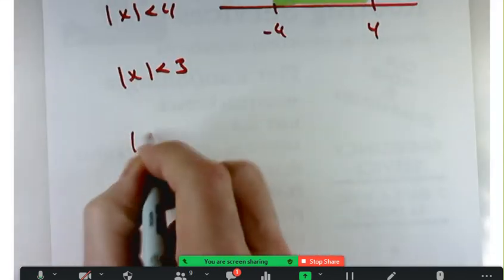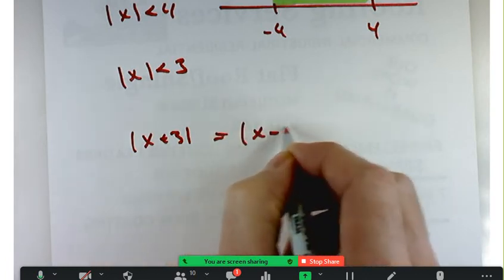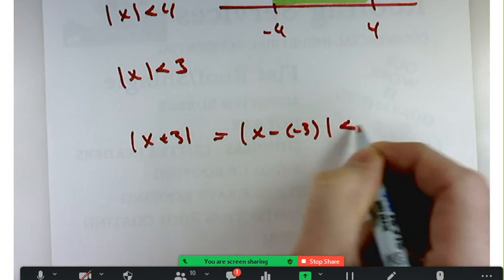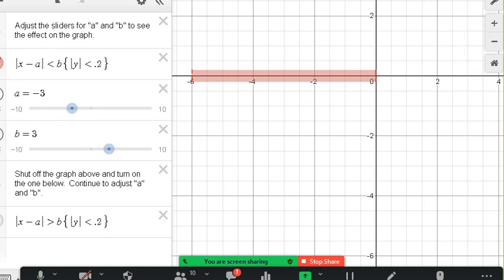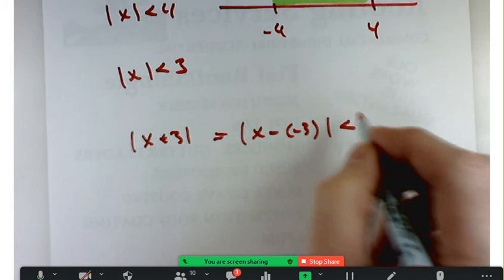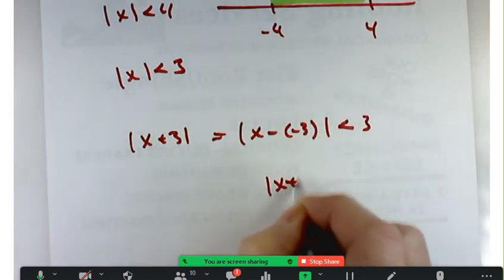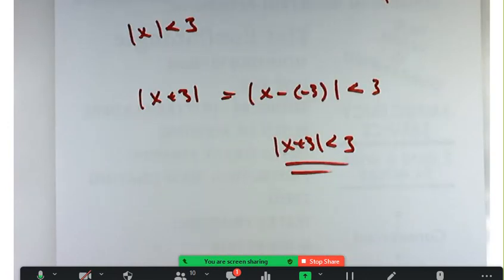It'd be the absolute value of x plus 3, which you could think of as the absolute value of x minus -3. And that has to be less than the width of your interval, or half the width of your interval. Let's see. So that whole thing is worth 6. From the middle to the end, that's a distance of 3. So this would be your absolute value inequality in a case like that. Absolute value of x plus 3 is less than 3. So again, you can kind of reverse engineer these things that way.